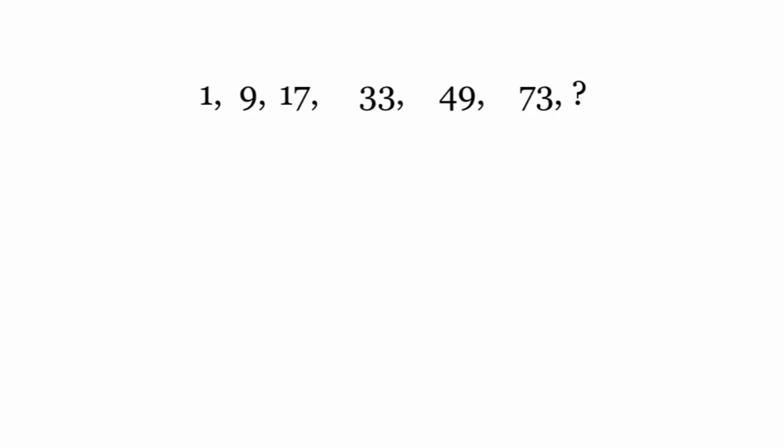1, 9, 17, 33, 49, 73 and find the missing term. 1 plus 8 is 9. 9 plus 8 is 17. 17 plus 16 is 33. 33 plus 16 is 49. 49 plus 24 is 73.